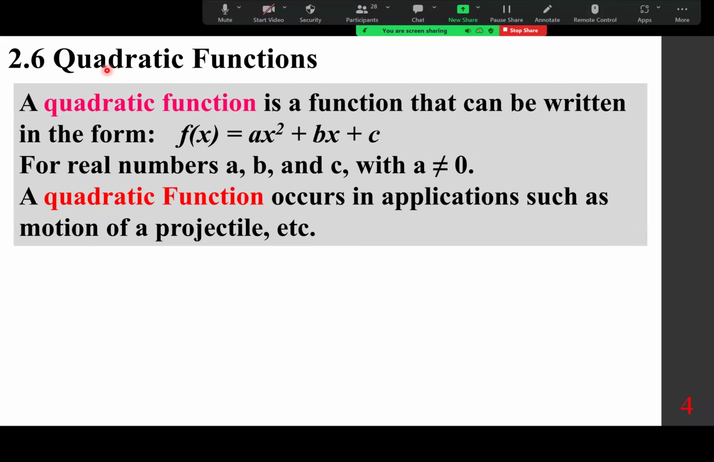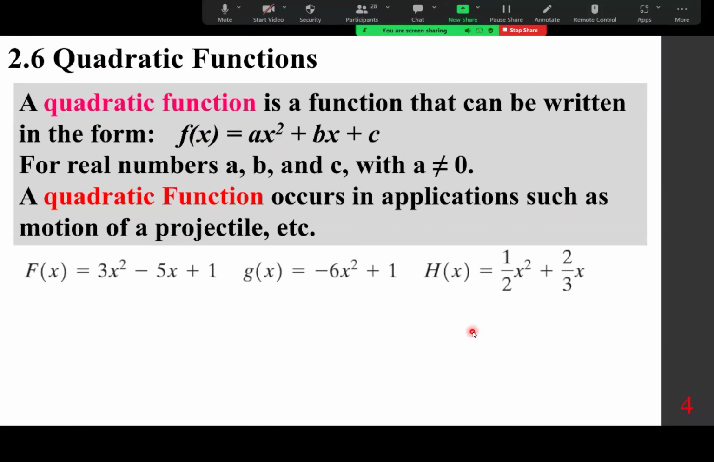And now 2.6 quadratic functions. A quadratic function is a function that can be written in the form of f of x equals ax squared plus bx plus c for real numbers a, b, c. a can't be 0. A quadratic function occurs in applications such as motion of a projectile, etc.